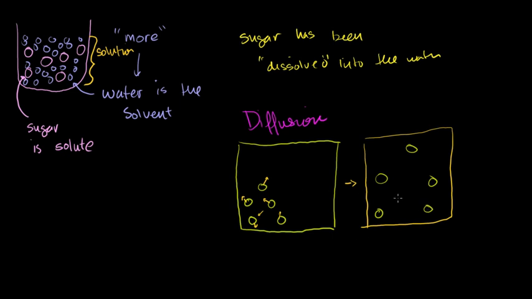This is diffusion. It's really just the spreading of particles or molecules from high concentration to low concentration areas. In this case, the molecules are going to spread in that direction, from a high concentration to low concentration area. Now you're saying, Sal, what is concentration?